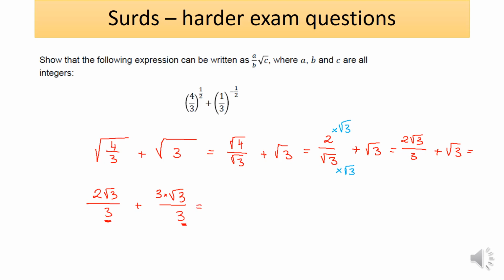So now that the denominators are the same, I can simply add. So now I've got 2 root 3, and I can add 3 root 3, so that is 5 root 3 over 3. Remember, the denominator stays the same.